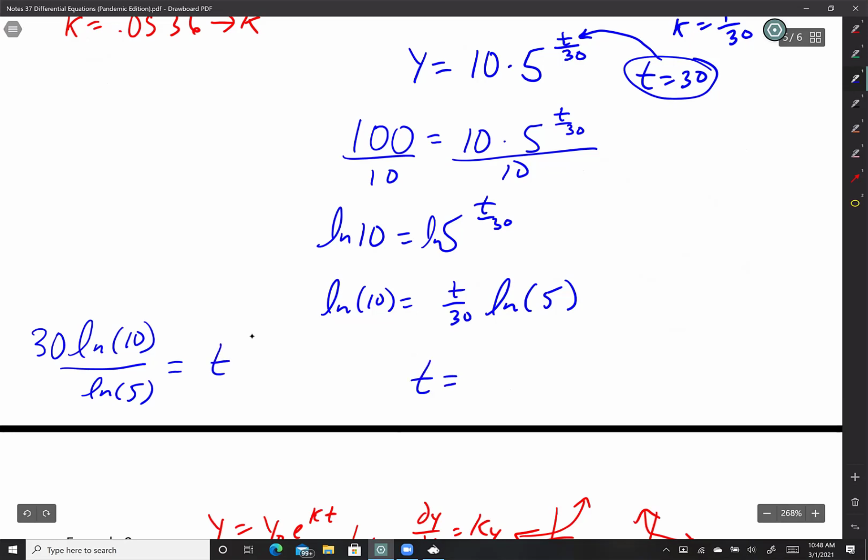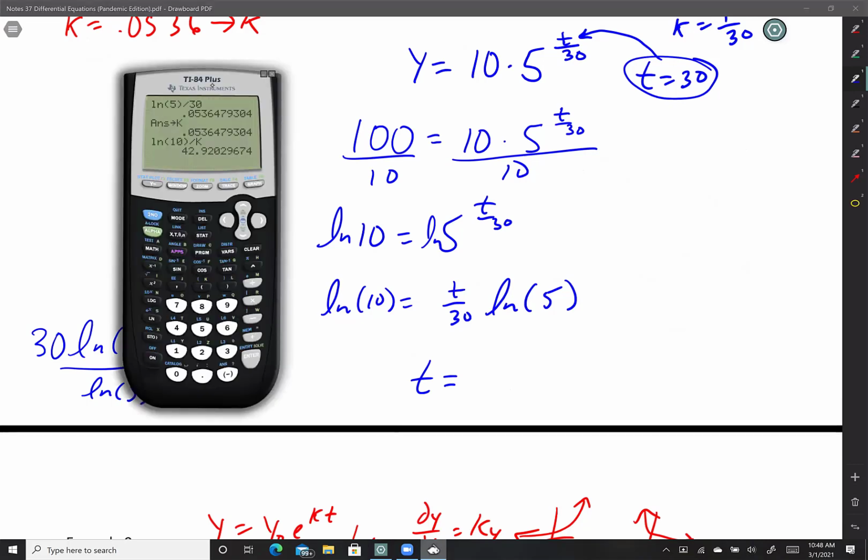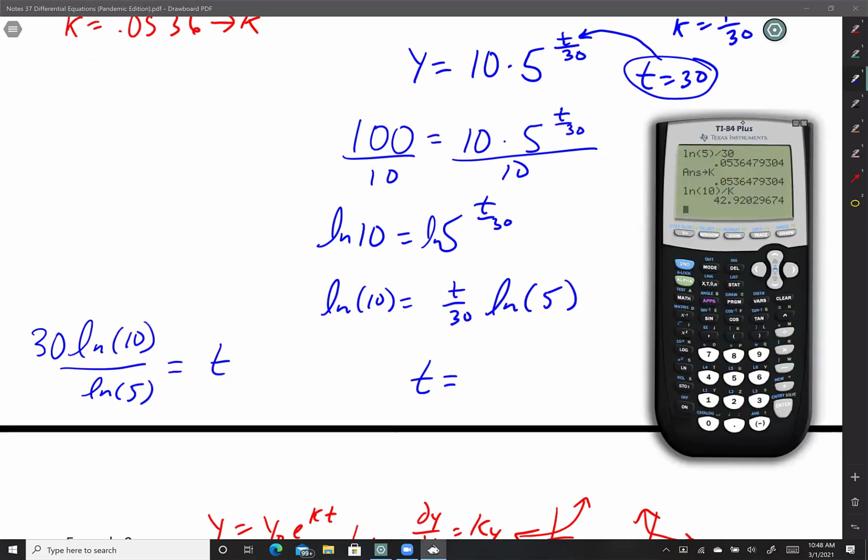So let's see if it is. I'm going to take my calculator. It better be the same digit per digit. If it's not, I'm a fake. 30 ln of 10, and I'm going to divide by ln of 5. Here's the moment of truth, guys. I'm actually a little nervous, as you Generation Zers would say. Look at that. Digit per digit.